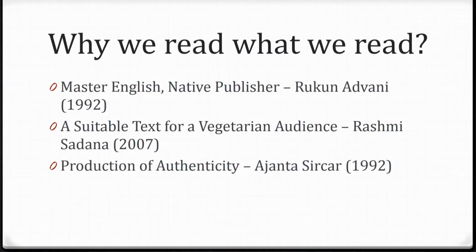Then there's a 2007 essay, A Suitable Text for a Vegetarian Audience. This is by Rashmi Sadana. This appeared in 2007. And Production of Authenticity by Ajanta Sircar, which again came out in 1992. We'll be looking at Ajanta Sircar's essay as part of the discussion on Sadana's essay.